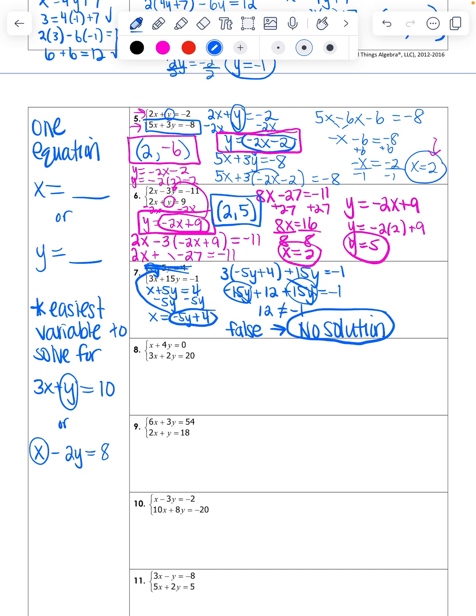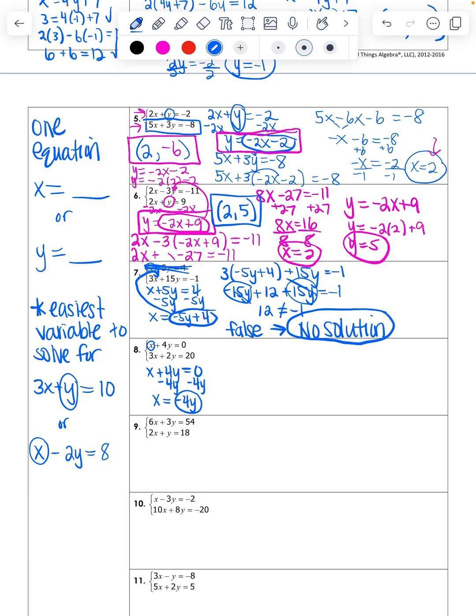Okay, but moving on, number 8, looking at the system of equations and deciding which variable is best is super important. Definitely the first x here would be the easiest to solve for. So x plus 4y equals 0. I'm going to solve this for x. And 0 minus 4y is just negative 4y. So I don't necessarily need the 0.